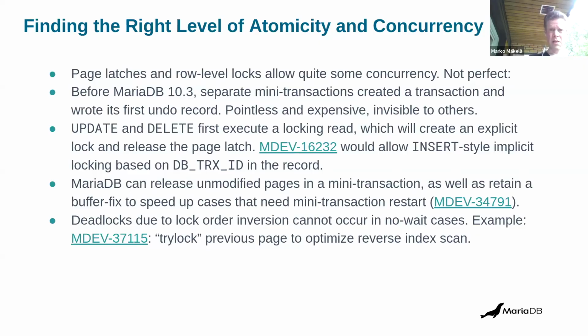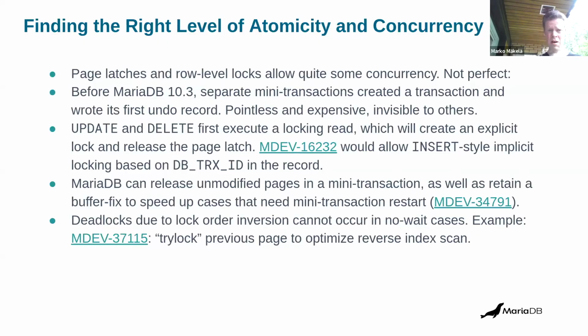But it's not perfect. Before MariaDB 10.3, we had a separate mini transaction for creating the undo log for a transaction and writing the first undo log record. That didn't make any sense because this undo log would be completely invisible to other threads until we write anything to indexes. So currently we do all this and try to do the optimistic operation in the same single mini transaction.